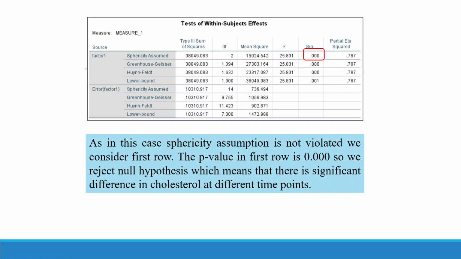But as in our case, we have achieved the sphericity, we will do the interpretation from the first row. As in this case, sphericity assumption is not violated, we consider the first row. The p-value in the first row is 0.00, so we reject the null hypothesis, which means that there is a significant difference in cholesterol at different time points.